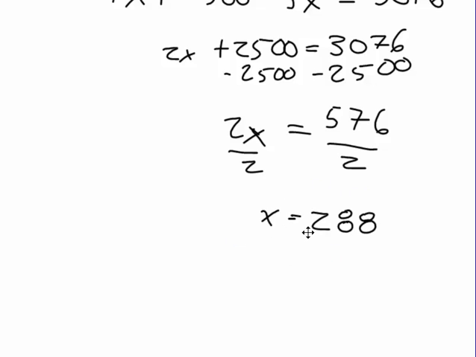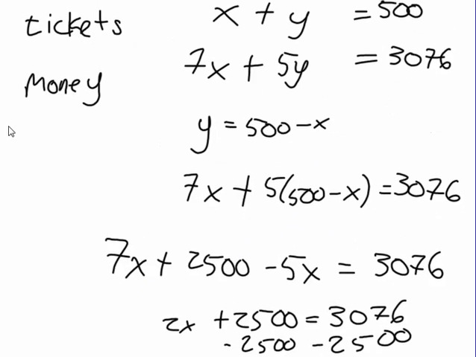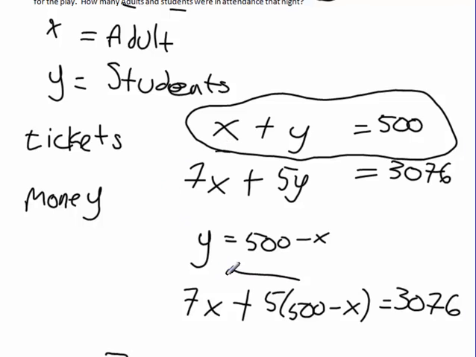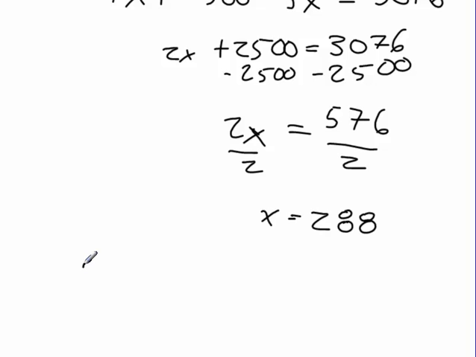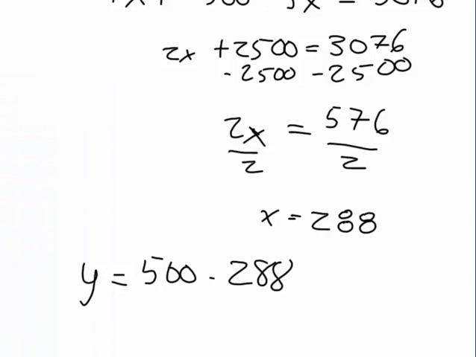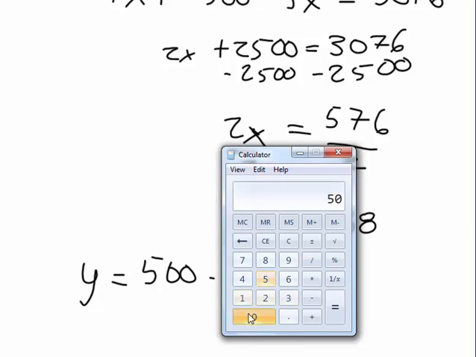Okay, so if X equals 288, I should probably plug that one back into this equation right here. Oh no, it'd be here. This is easier. Let's do this one. So now I get Y equals 500 minus 288. Calculator, I'm not that good. 212.